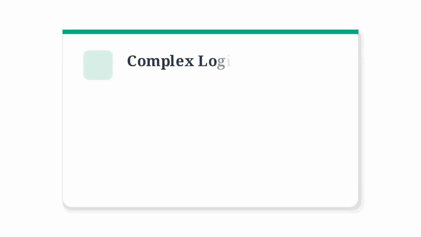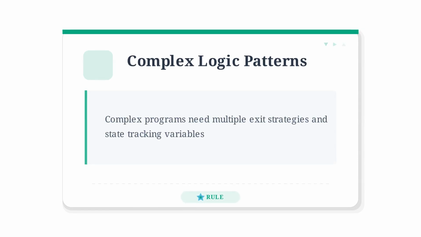Here's the golden rule of complex logic flows. Use multiple state tracking variables like flags, provide multiple exit strategies for different scenarios, validate input gracefully with helpful feedback, and always have a plan for when things don't go as expected.